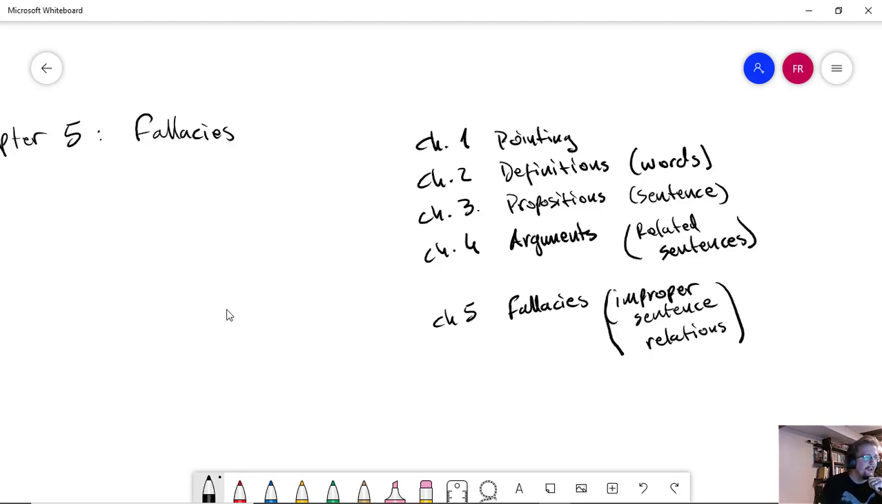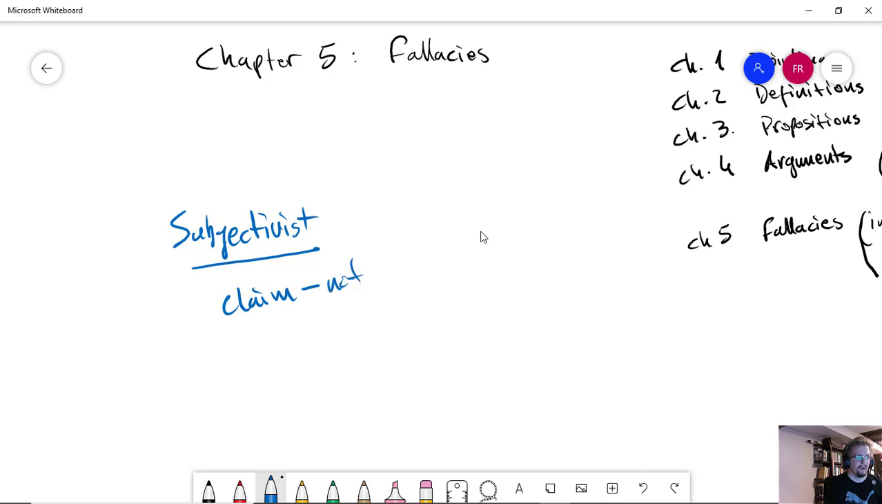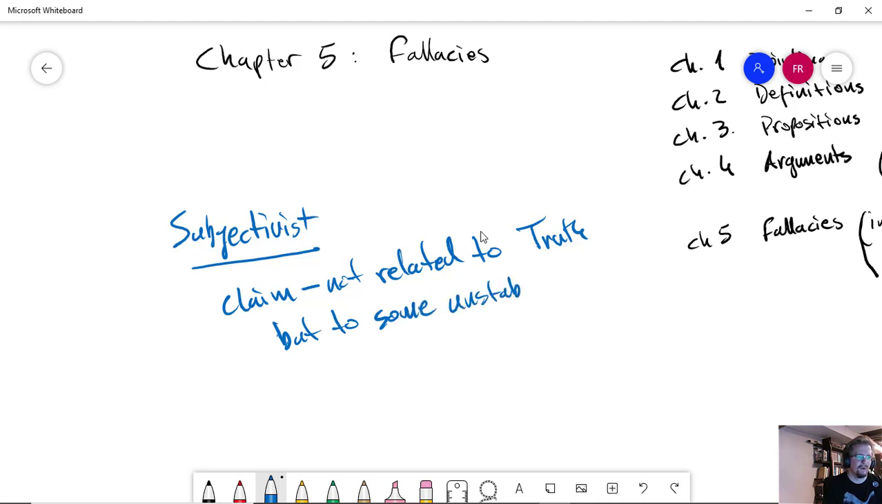So, let's get started. The first group of fallacies are the subjectivist fallacies. What we mean here by subjectivist is fallacies that are ultimately based on the idea of personal feelings in some way. The claim is not related to truth, capital T truth, but to something else, some sort of thing that has a tendency to shift. Let's call it an unstable feature.